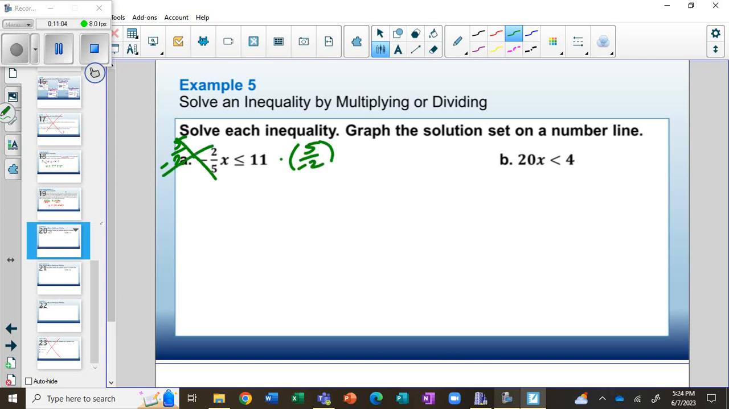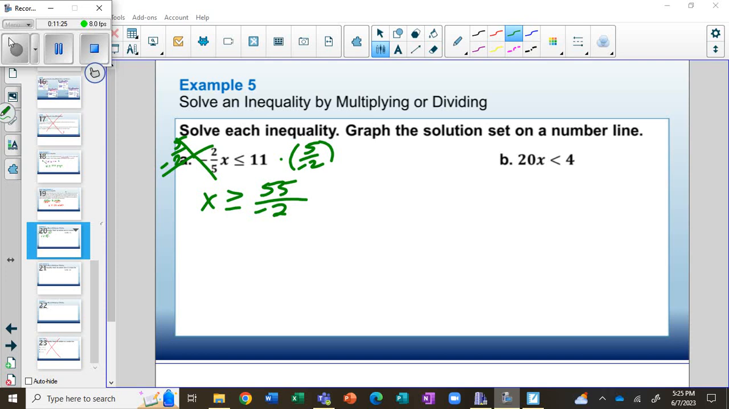So this will give us 1x. 11 times 5 is 55 over negative 2. Now, because I multiplied by a negative number, I have to flip the symbol. So now it's going to be greater than or equal to negative 55 halves.